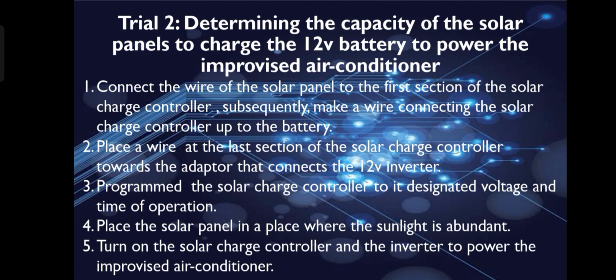Subsequently, make a wire connect the solar charge controller after the battery. Place a wire from the last section of the solar charge controller to the adapter that connects to the 12V inverter. Program the solar controller to its design voltage and time of operation. Place the solar panel where the sunlight is abundant. Turn on the solar charge controller and the inverter to power the improvised air conditioner.